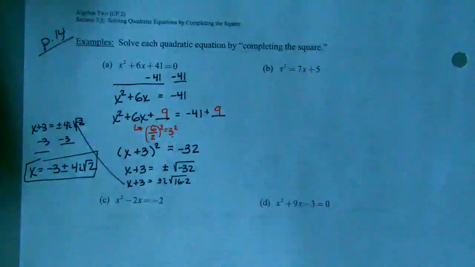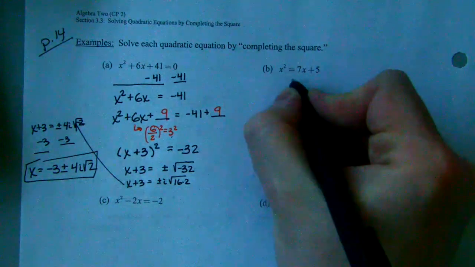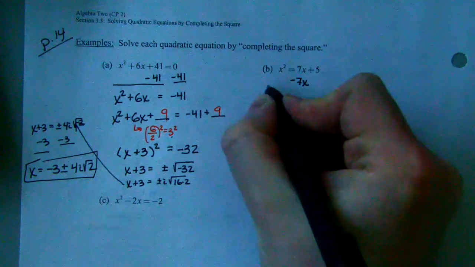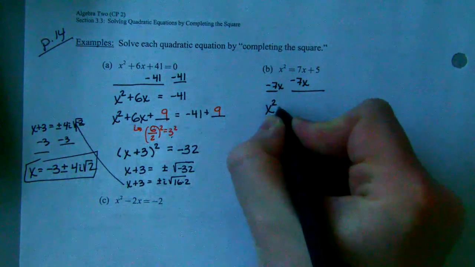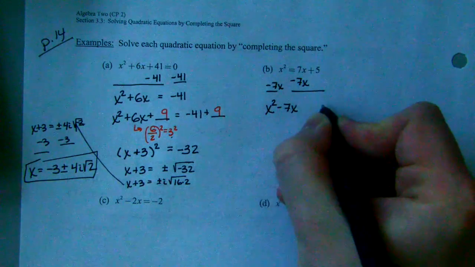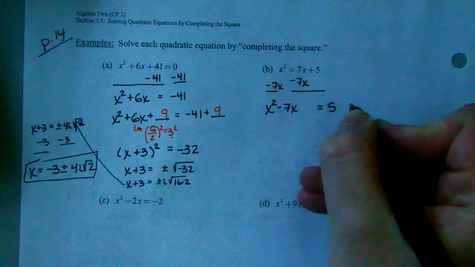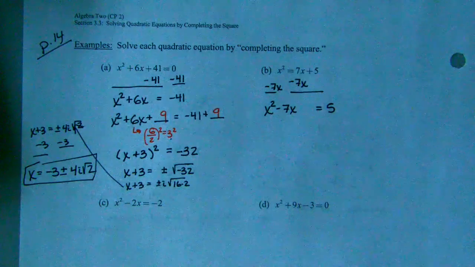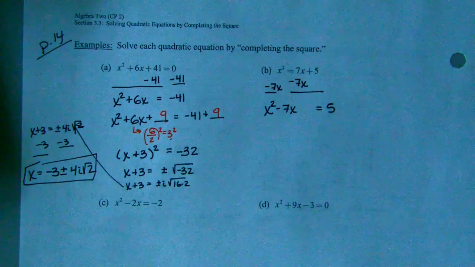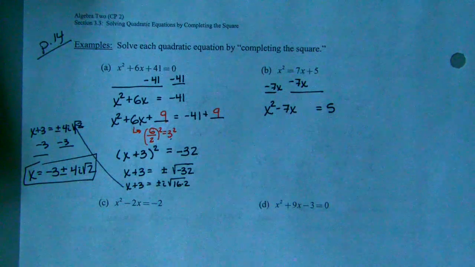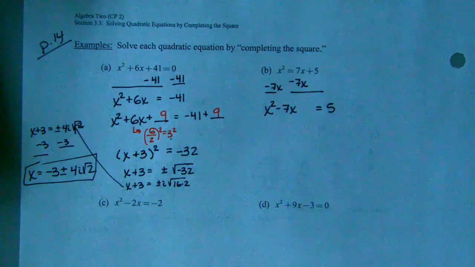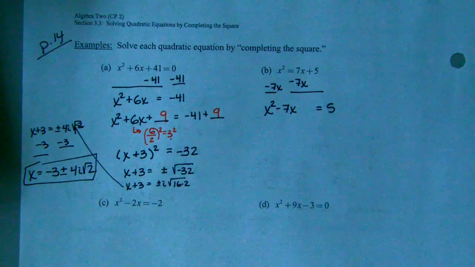Okay. In letter B, I first need the x's on one side, the constant on the other. I'm going to subtract 7x from both sides. And I'm going to get x squared minus 7x equals 5. I now need to add something to both sides, and I'm going to warn you, it's a fraction. Can you figure out what that fraction might be that we add to both sides?